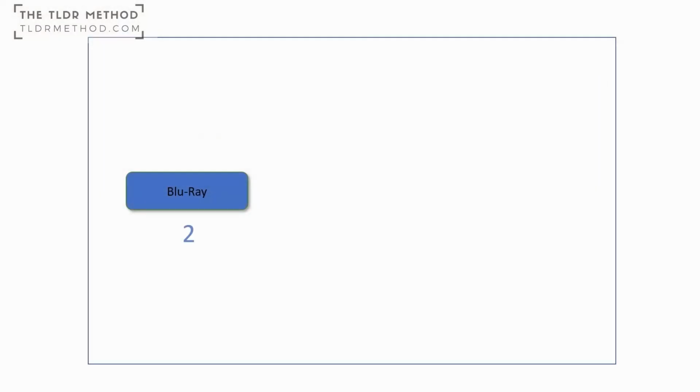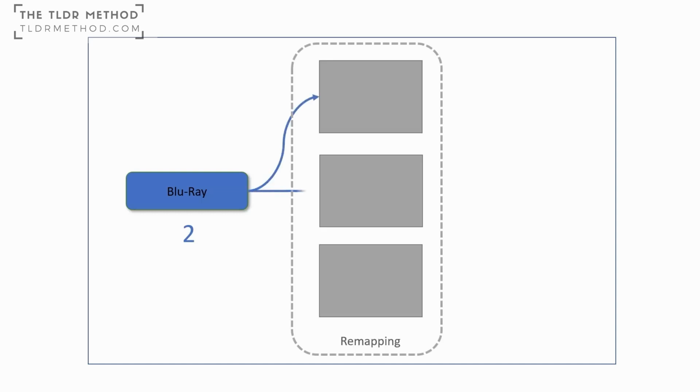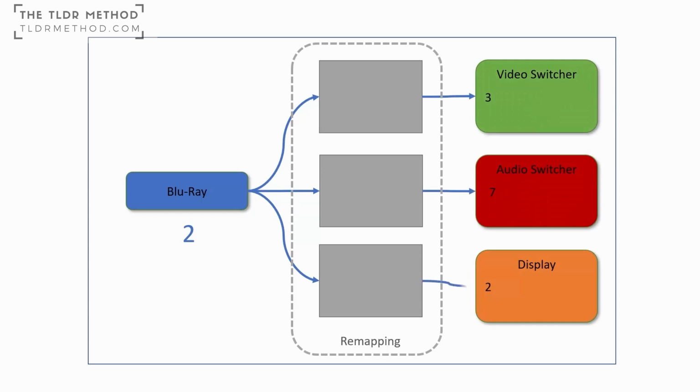Let's look at this using virtual sources. Let's say Blu-ray is virtual source 2. This number is assigned to the signal representing the source for the room and is sent to the logic for all devices. Each device logic section interprets the source selection differently. The audio switcher says, virtual source 2, okay, that means I need to switch my input to 7. The video switcher looks at virtual source 2 and knows that it needs to switch to input 3. Same with the display, it sees source 2 and knows to switch to input 2.